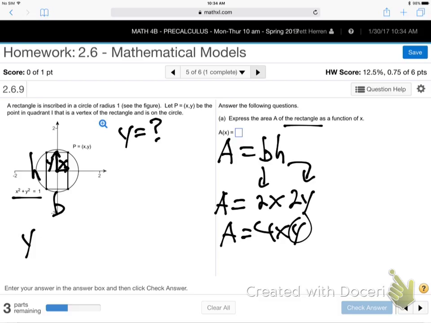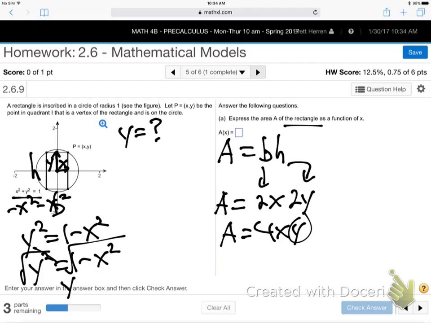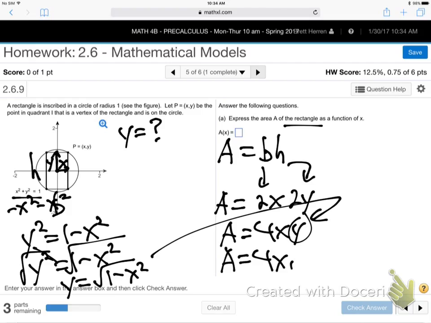So just solve that for y. Subtract x squared from both sides, and then take the root. There it is: y equals the square root of 1 minus x squared. So bring that over and plug it in. There's your formula. The rest is the same. They're going to have you plug that in and find the maximum, and it turns out it'll be a square. Is everybody okay with that one?